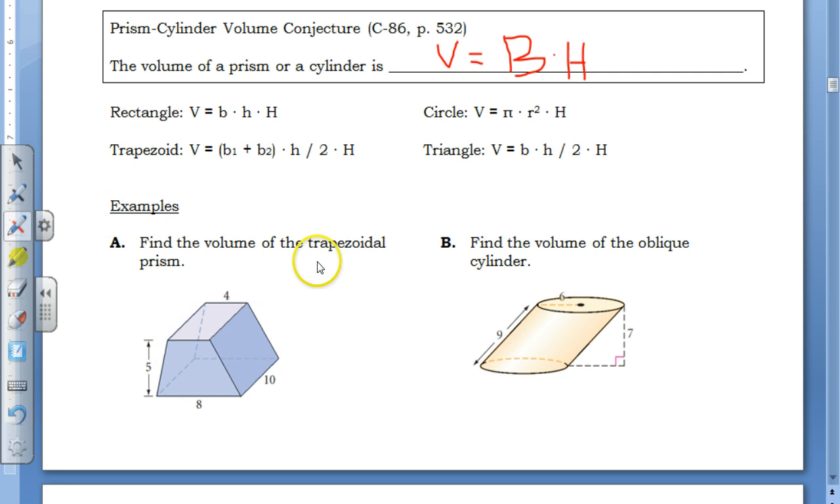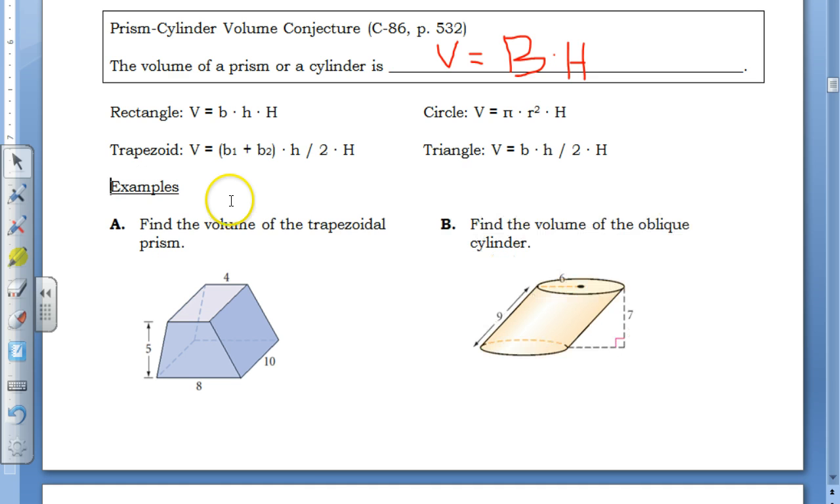So to use some of these, this one's a trapezoidal prism. It tells us here, and we can recognize that this is a trapezoid. We'll substitute 4 for base 1. Here's base 1. We'll substitute 8 for base 2. Here's base 2. We'll substitute 5 for the height. This is the height of the trapezoid. And then we'll substitute 10 for the capital H. That's the height of the whole prism.